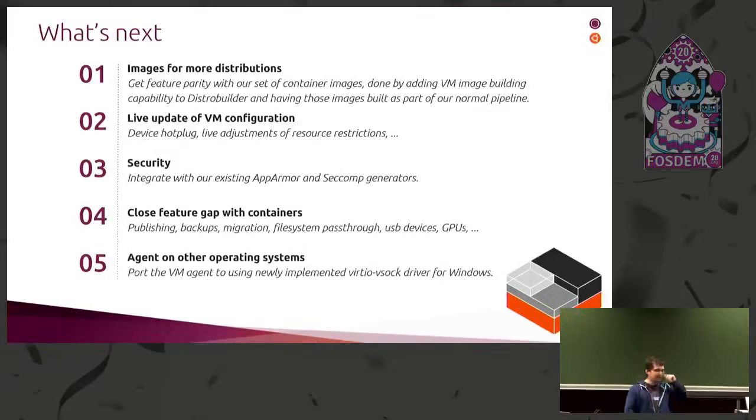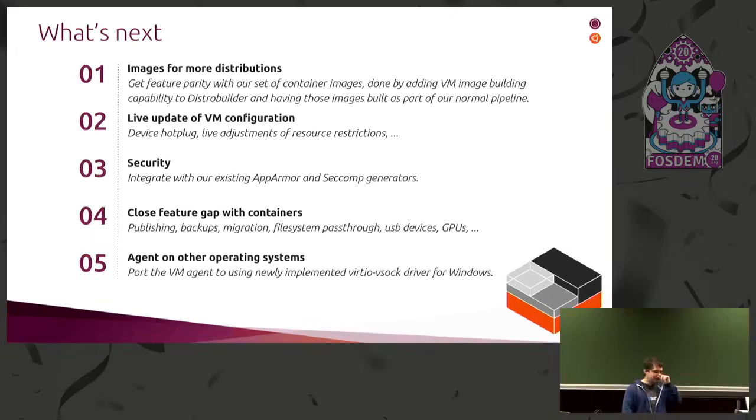So what's next? We want images on all distros. That's obviously our next priority. We want to be able to live update a bunch of devices and configs on the VM like we do for containers. Right now, you need to restart the VM. More security, I mentioned AppArmor, SecComp. We want to put those. We've got all the generation code already for containers. We just need to wrap the VMs with it.